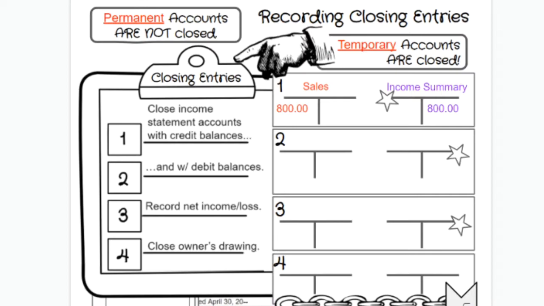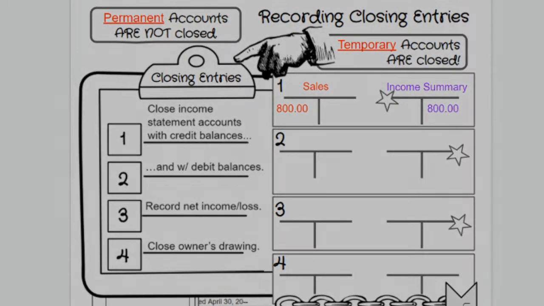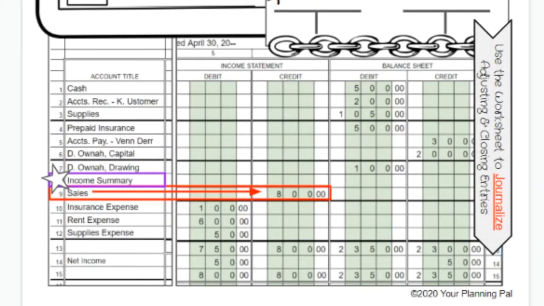So we're going to start with closing income statement accounts with credit balances, and that would be sales. And so let's see the worksheet down at the bottom. You can see that we're going to use the worksheet to journalize adjusting and closing entries. And so we'll follow each one of these T accounts into our journal on the following page. So what you'll see here in our section of the worksheet is we have income summary surrounded by purple with the star there. And then our income statement account with credit balance, that's the sales account. So you can see if you follow the red arrow, our sales is a credit to income statement.